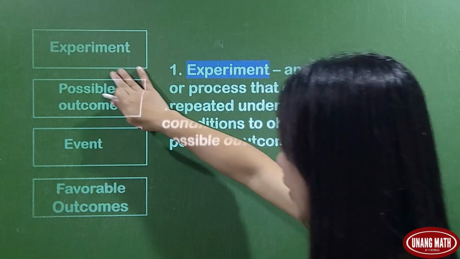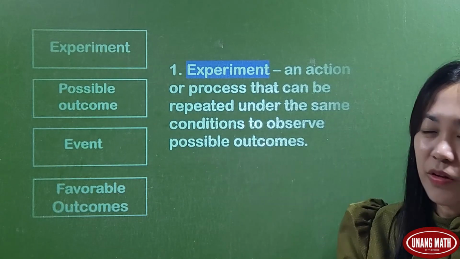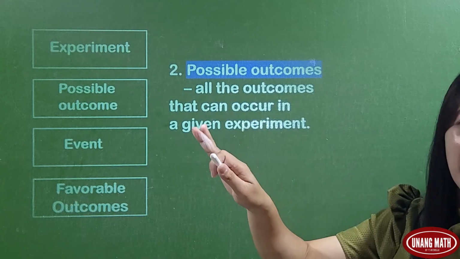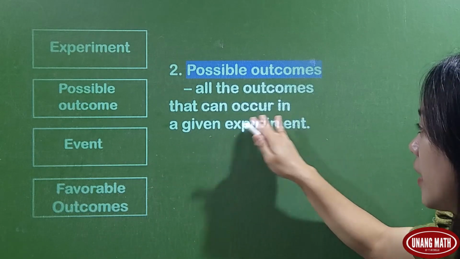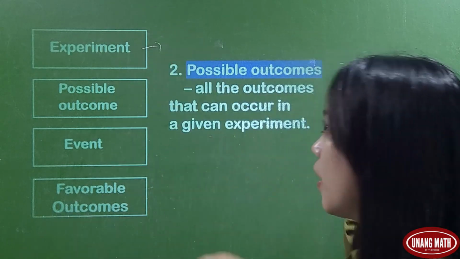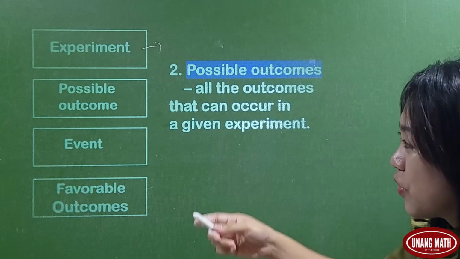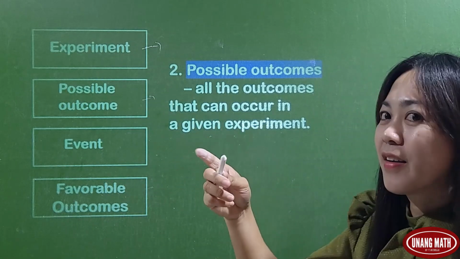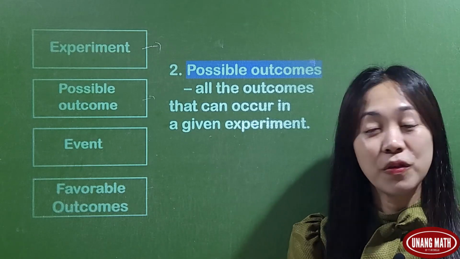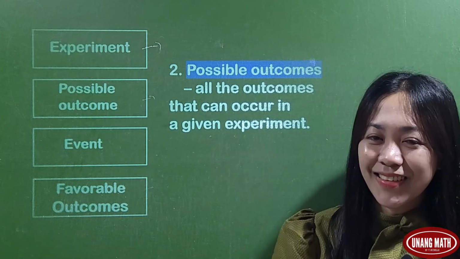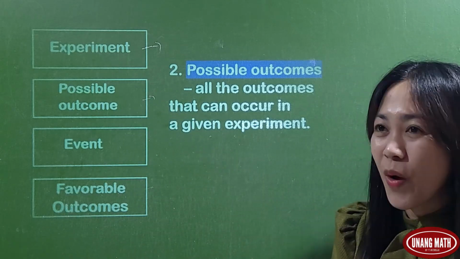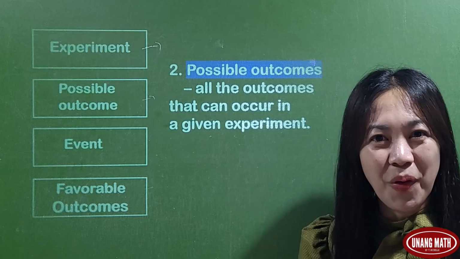Then we have what we call possible outcomes. These are all the outcomes that can occur in a given experiment. So let's say if we toss a coin, since a coin has only two faces, we only have head or tail. Those are the possible outcomes when we toss a coin.